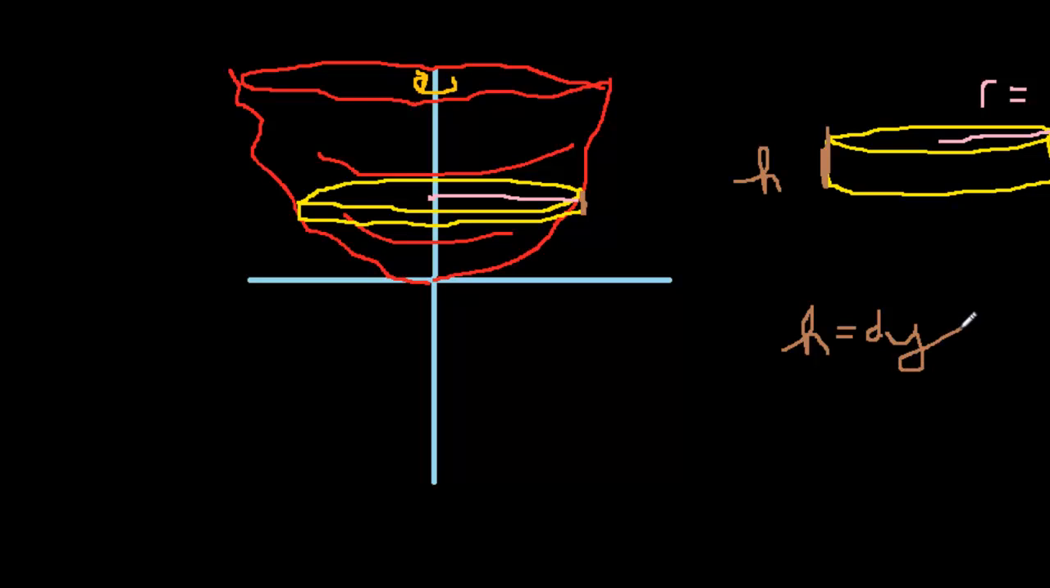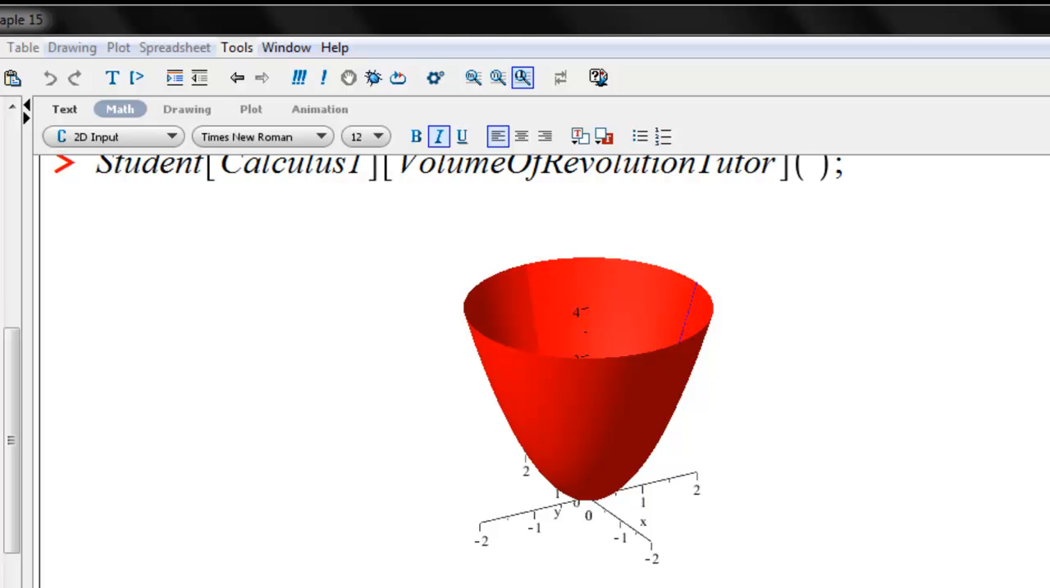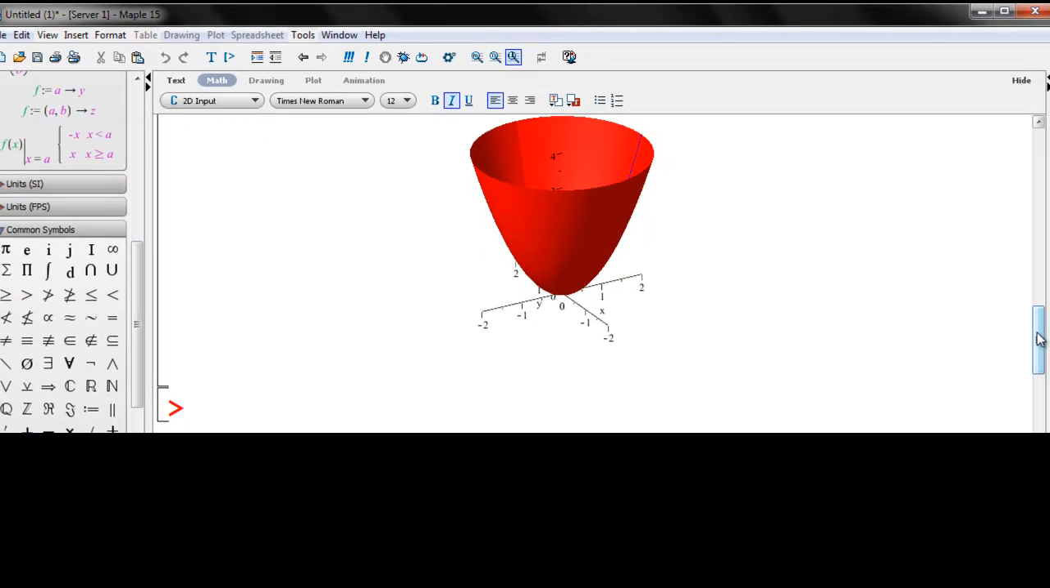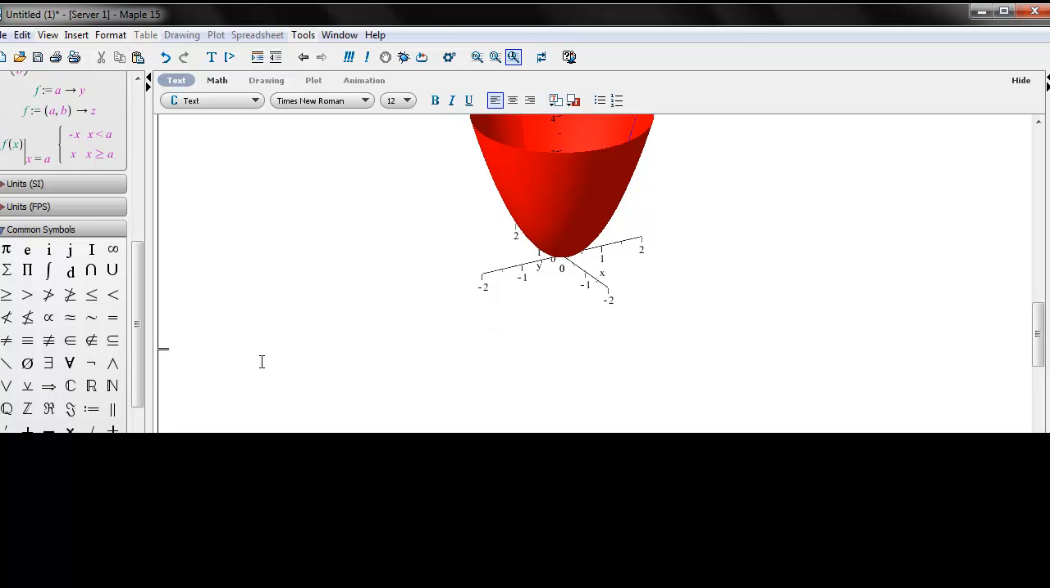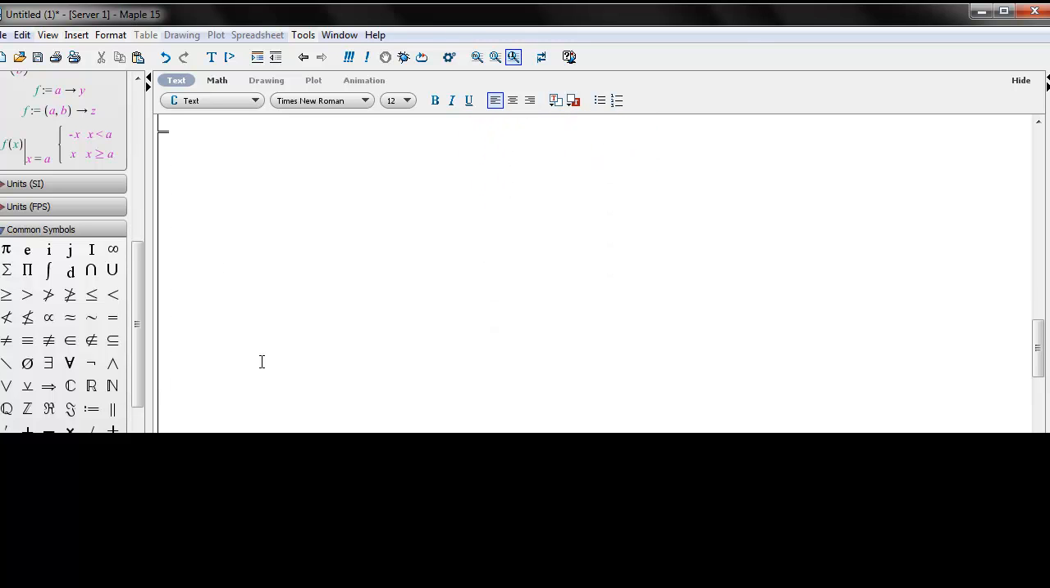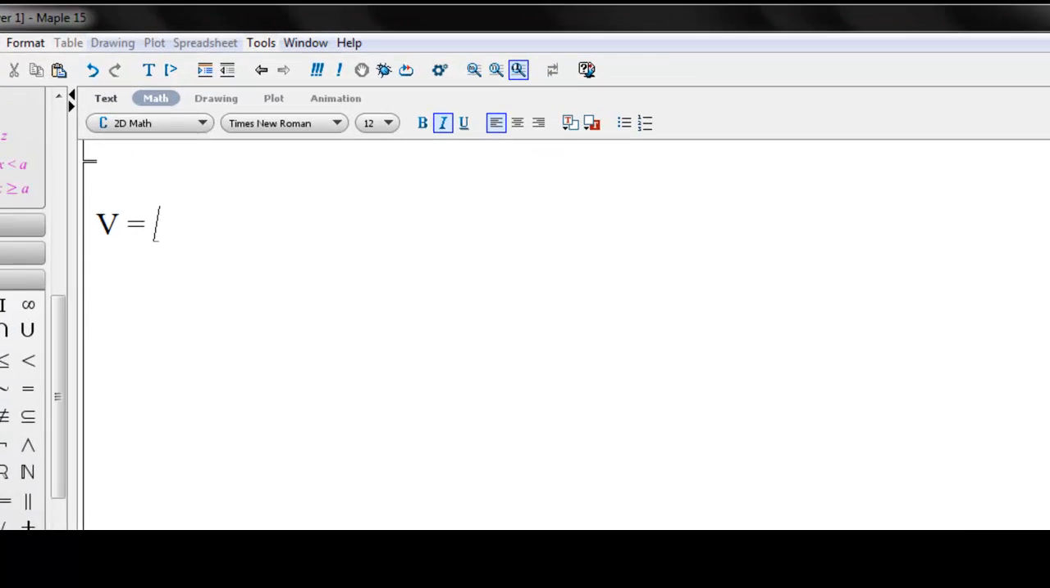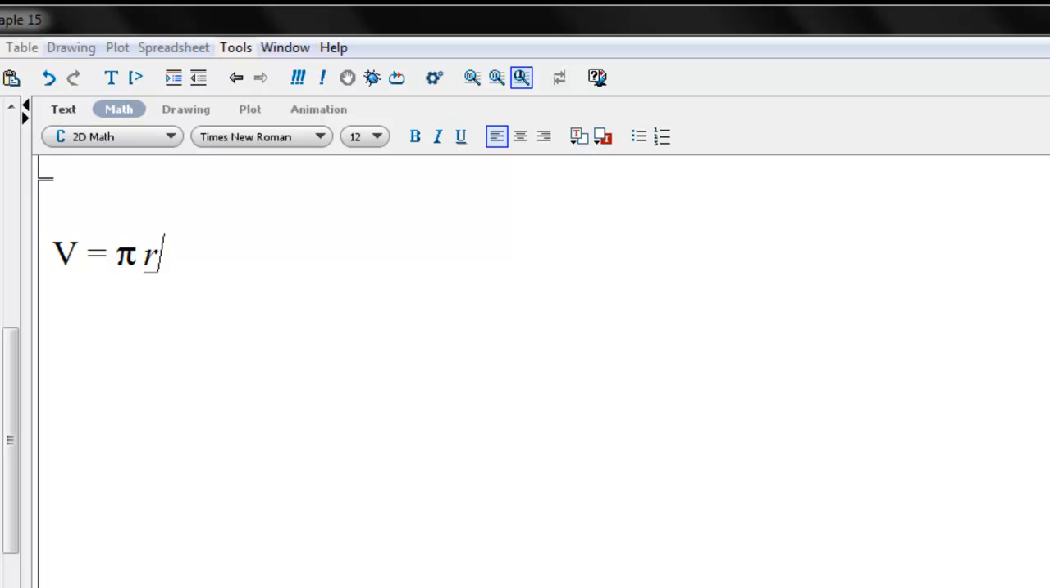Now, this is not the only way to compute the volume. You could go by shells. That's another method for doing this problem. But we will use the method of discs just to get some more practice with that. So we'll start off recalling volume equals pi r squared times the height.